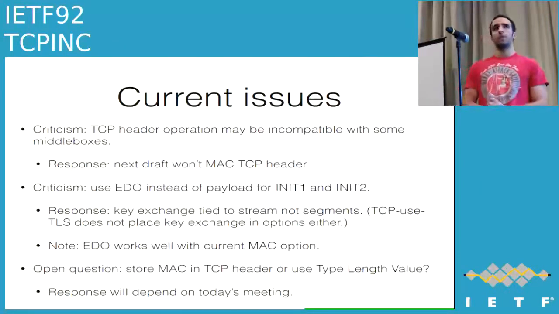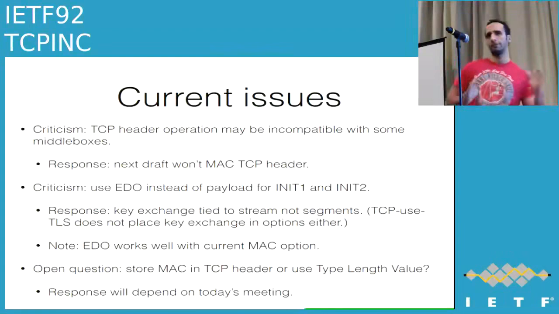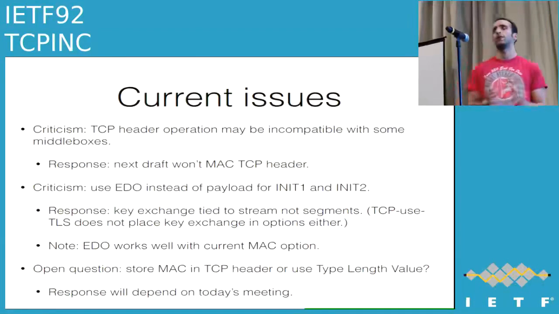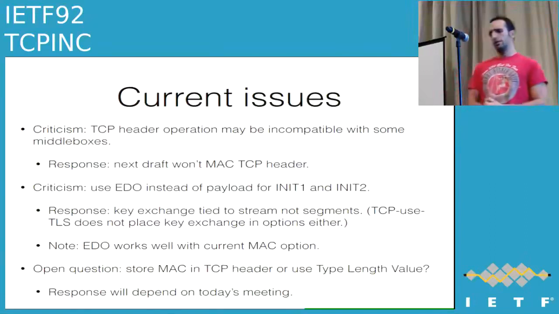For the init1 and init2 messages, I don't think EDO is a good fit, because first of all, we're going to have to retransmit those segments. They're just tied to the stream, right? We're exchanging key material. Key material could span multiple segments. Let's say in the future we need super long keys or whatever, and we don't want to be limited to 1,500 bytes or whatever the usable TCP space is. So I guess the bottom line for EDO is absolutely for the MAC option, not for the init1 and init2 messages for the handshake. And in fact, even the TLS option does not use EDO for that same reason.